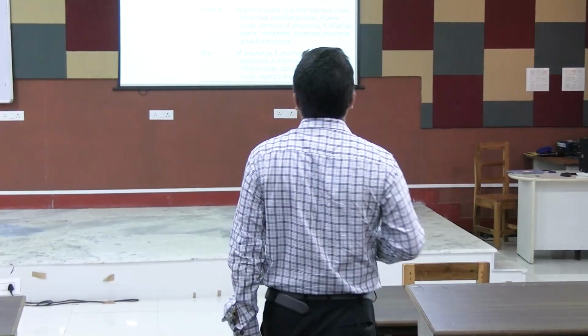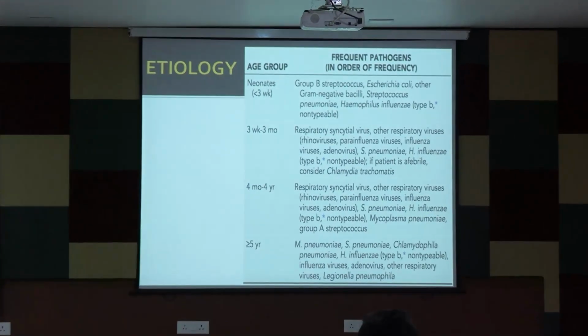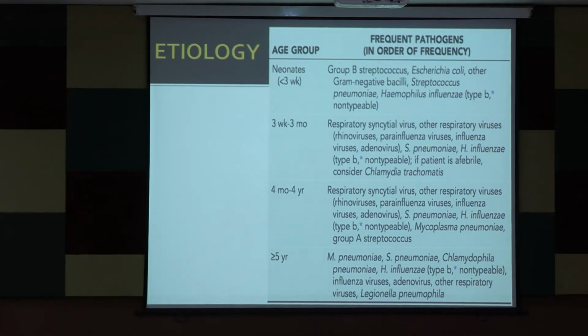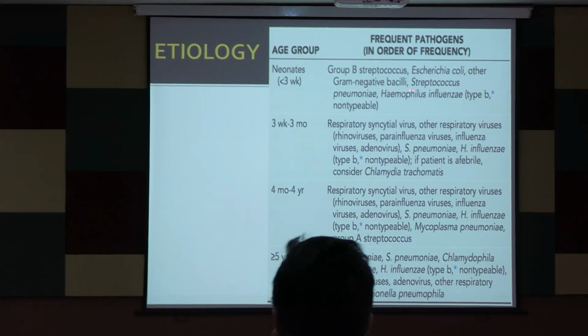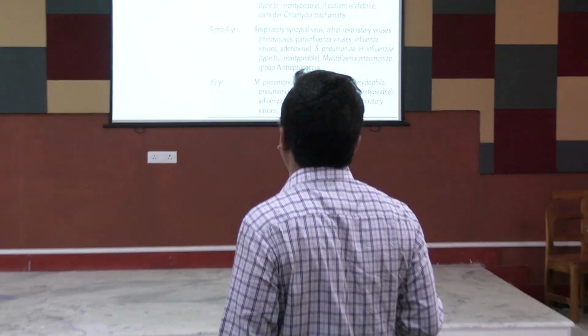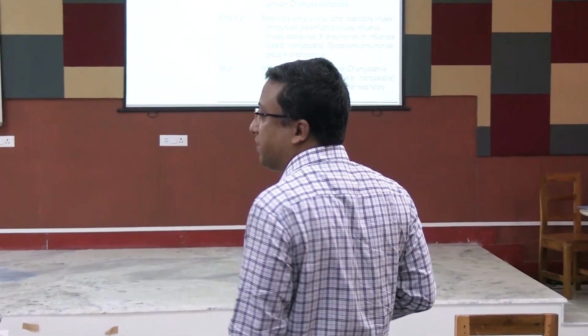This chart is taken from the standard Nelson Pediatrics textbook. In children below 3 weeks of age, the main pathogen is gram-negative organisms, that is E. coli. And in 3 weeks to 3 months, the main cause is streptococcus, group B streptococcus, but below 3 weeks, the most common pathogen is gram-negative organisms.